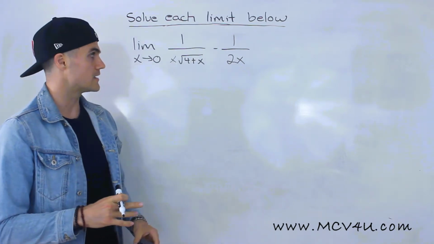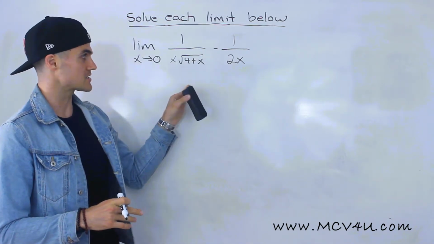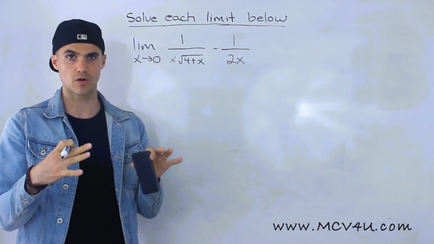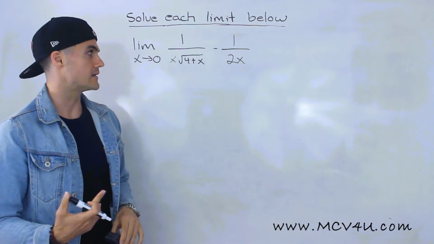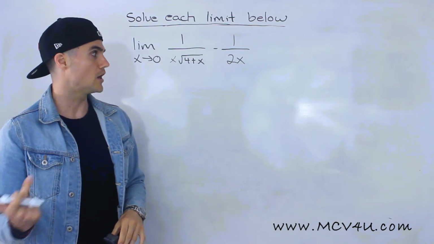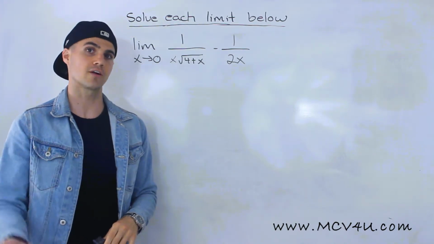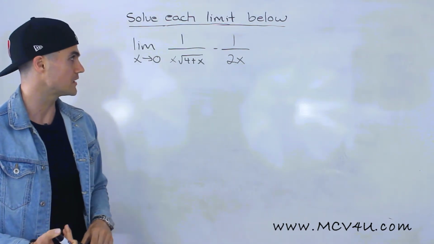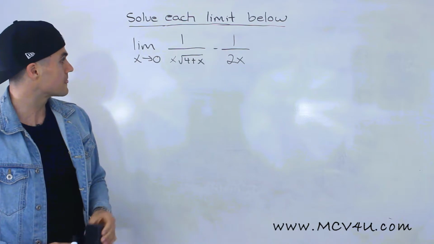One way is we can rationalize this. Notice we have this square root here, and when we rationalize it we're going to get rid of the square root, do algebra, and it's going to work out. And then another way is we can do a change of variable as well, which is going to be a little bit more complex in my opinion, but I'll show it to you anyway.